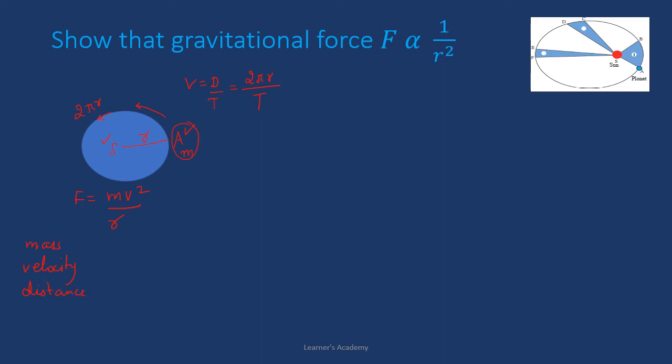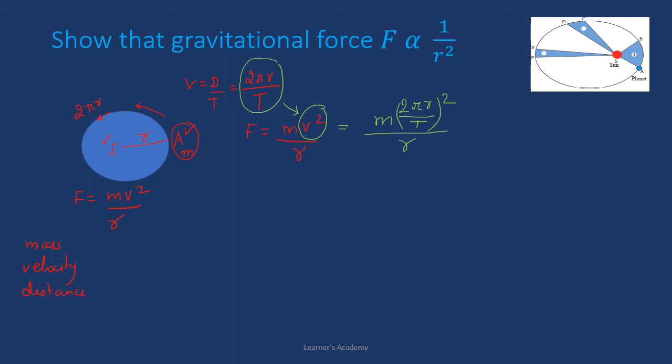Now we have to take this formula, F is equal to mv squared divided by r. What we are going to do is substitute the value of v here. We have to put this value here. So what do we get? F is equal to m, written as it is. In place of v, we write 2 pi r divided by t, whole squared, and this is divided by r.